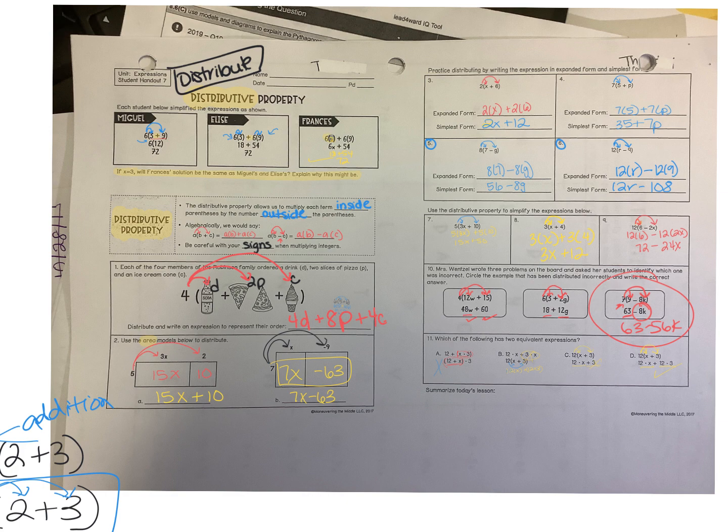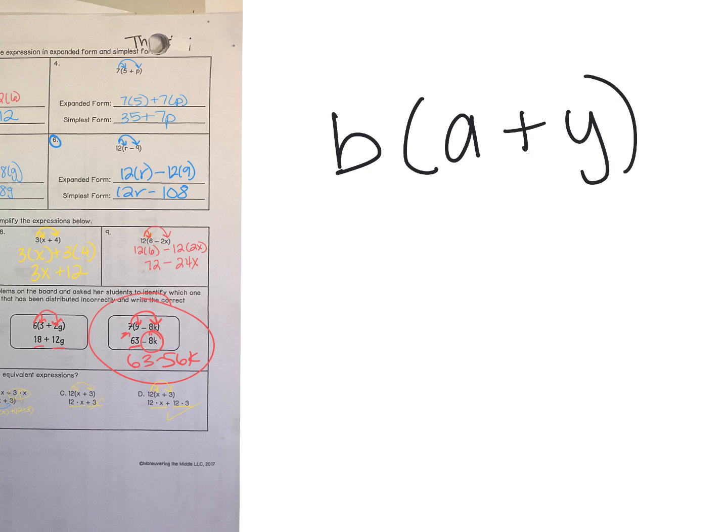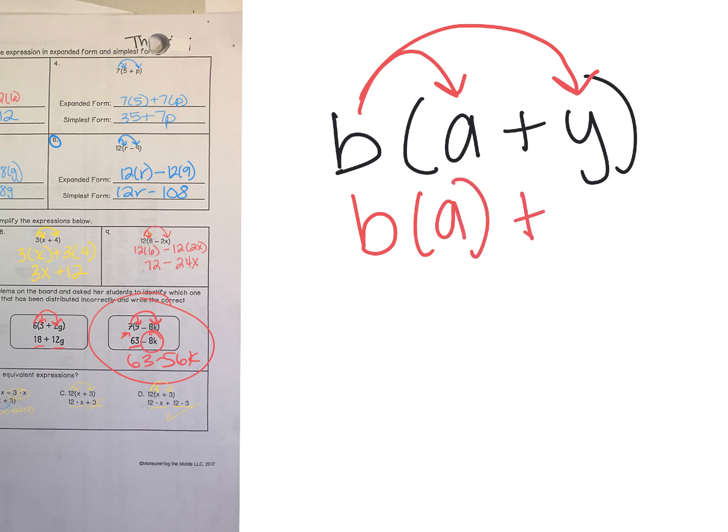Okay, so something, you don't have to write this down. If you could write it somewhere. Something that you might think of is if you have the letter B, this is a way to remember it. The distributive property, the B has to go to the A and the B has to go to the Y. You have to multiply it. So it's B times A plus B times Y. And if you look at it, it spells baby.